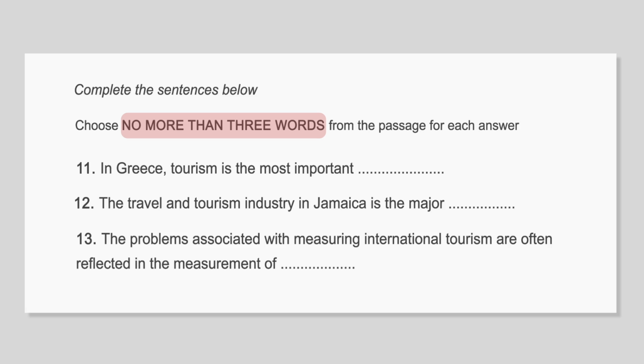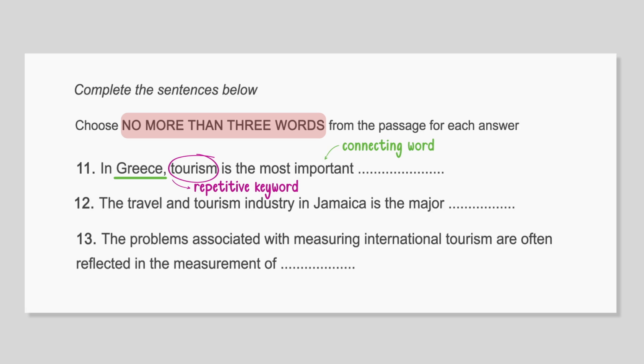Now, number 11, in Greece, tourism is the most important. Now, our keyword here is Greece. It is the easiest keyword that we can find in the text, right? So Greece is our easiest keyword. You know, tourism is not very useful. Why? Because it is a repetitive keyword. Repetitive keywords appear a lot in the text, so you cannot rely on them to pave the way for you to find the answer, right? So tourism is not a good one, and neither is the most important.